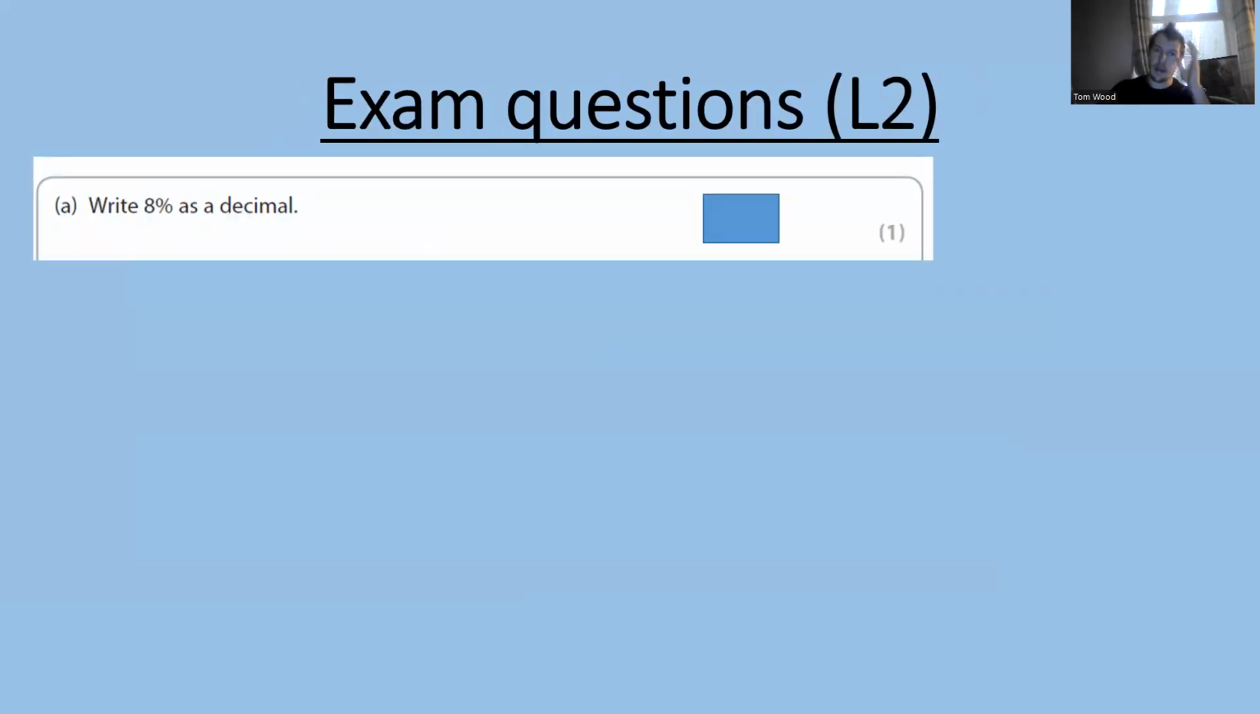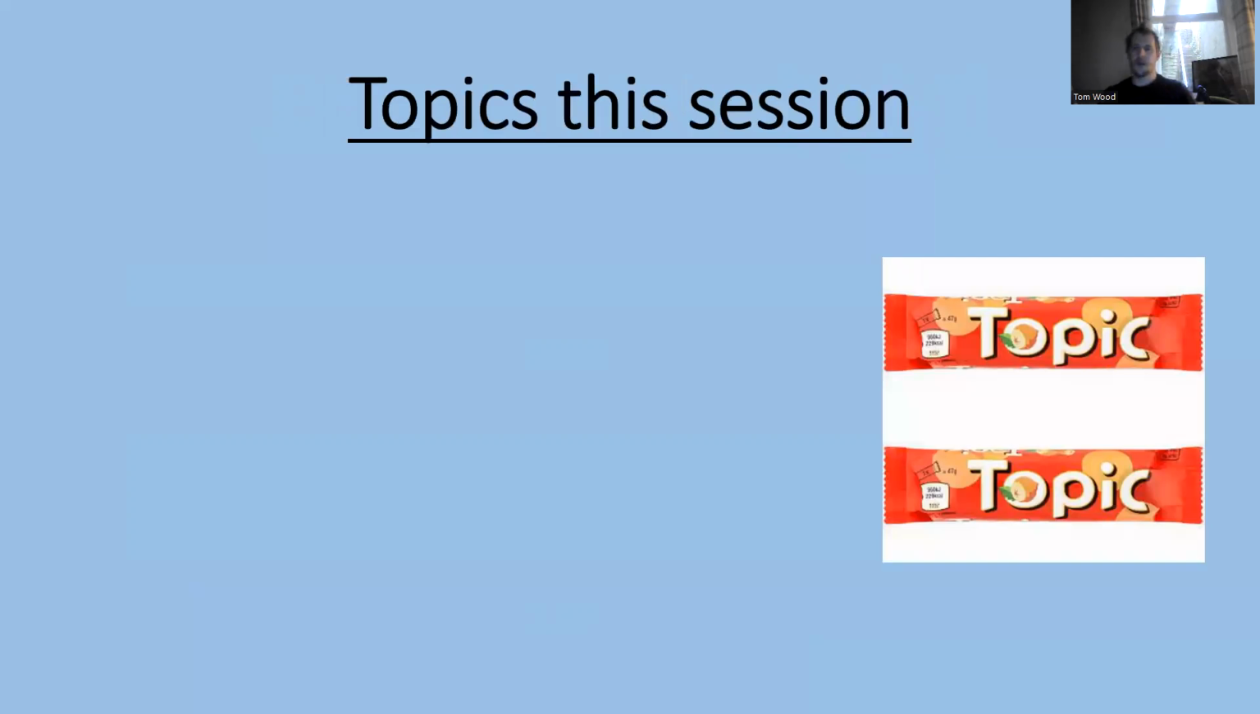Again, this was straight from a level 2 exam on the non-calculator. We actually had this exact same question earlier. So write 8% as a decimal. It's just remembering it will be 0.08 for that. Okay, so those are a couple of exam examples then.